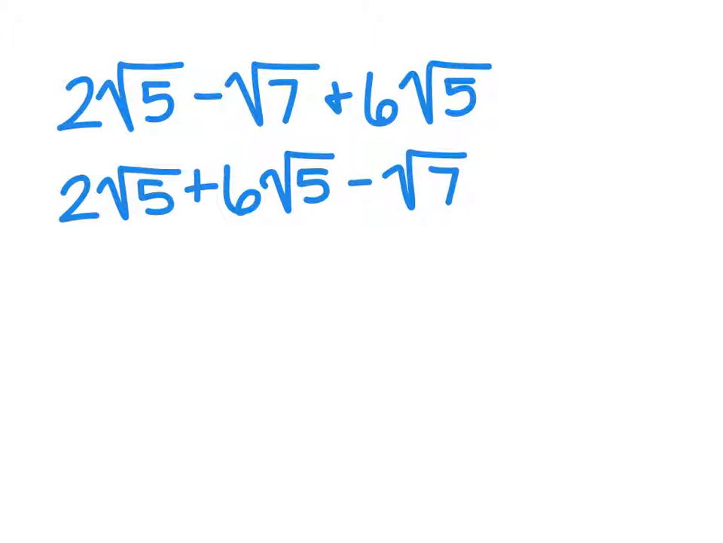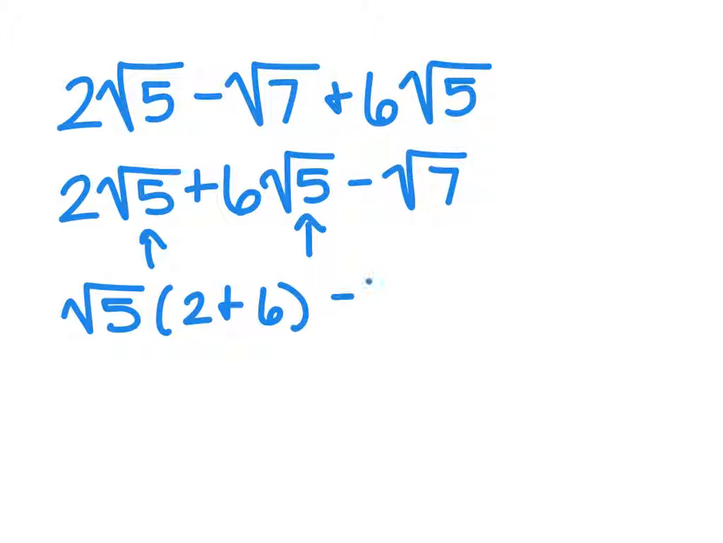Okay. Next, we're going to use the distributive property. You'll notice that we have square root of 5 and square root of 5 here, so we can actually factor this part of the expression. And we can have the square root of 5 times 2 plus 6 minus the square root of 7.